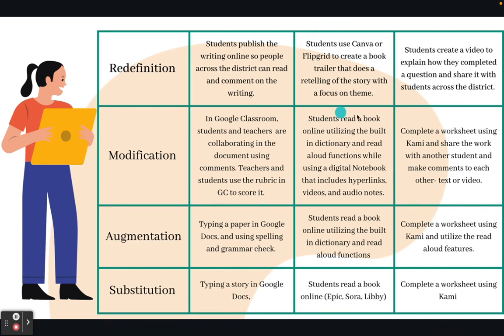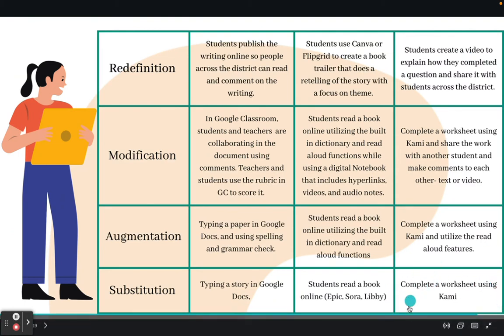And then at the redefinition, students use Canva or Flipgrid to create a book trailer that does a retelling with the story on a focus on theme. It doesn't always have to be a huge project. It can be something simple where they do that. It doesn't have to be a huge multi-day, multi-week project. And then last, I'm thinking about Kami.